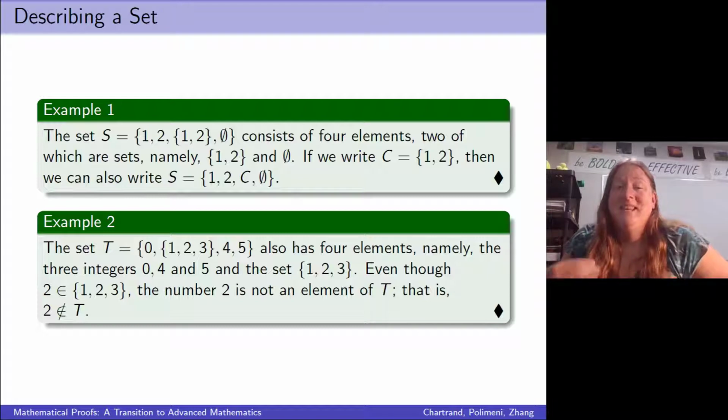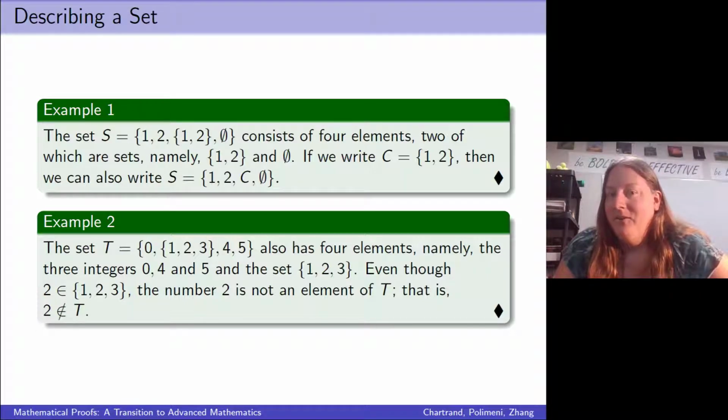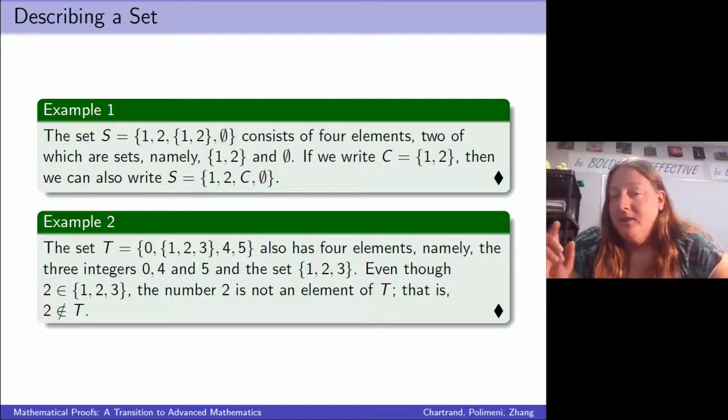Sets can contain sets as elements, all right? This is weird. So here I have a set S that has an element of the number 1, an element of the number 2, and an element that is the set that contains the numbers 1 and 2. And then it also has a set in it that is the empty set. So there's actually 4 elements in my set S. 2 of them are sets, all right?